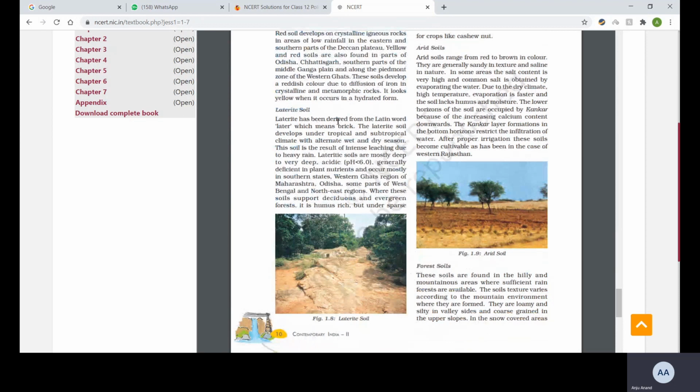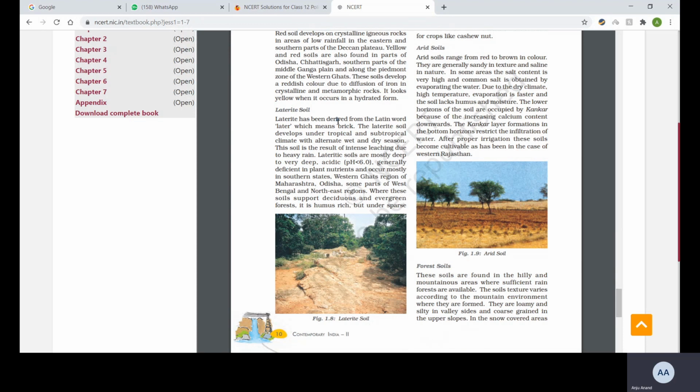Laterite soil. The word laterite has been derived from the Latin word later, which means brick. Laterite soils generally develop under tropical and subtropical climate with alternate wet and dry seasons. This soil is the result of intense leaching due to heavy rain. Leaching means the soil gets carried away due to rainfall from upper to lower areas.